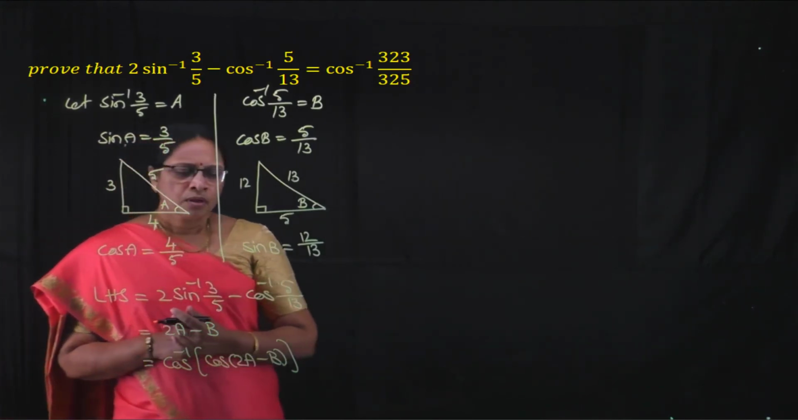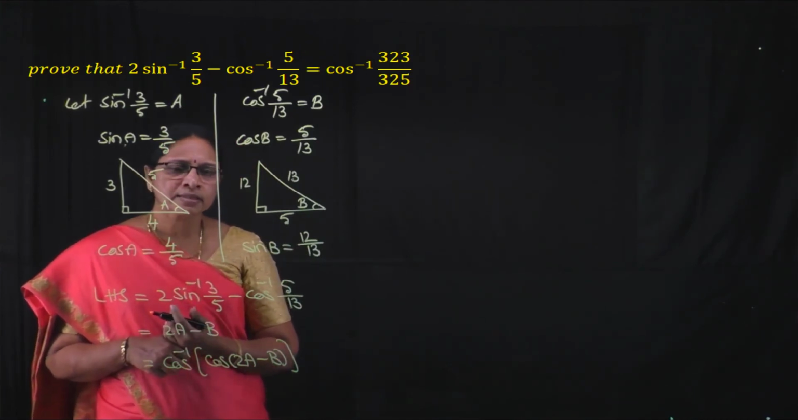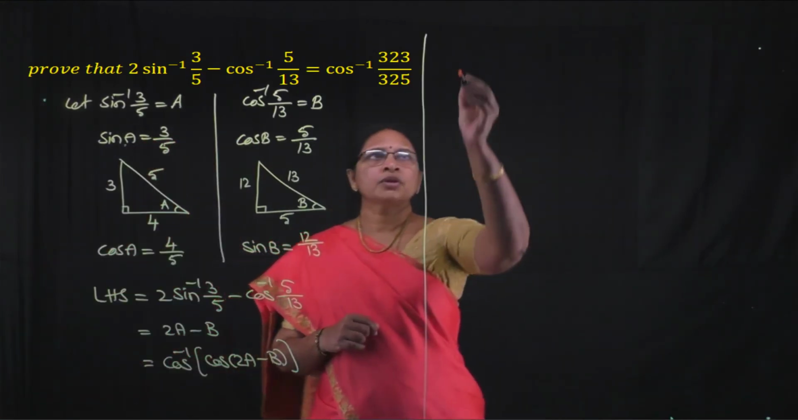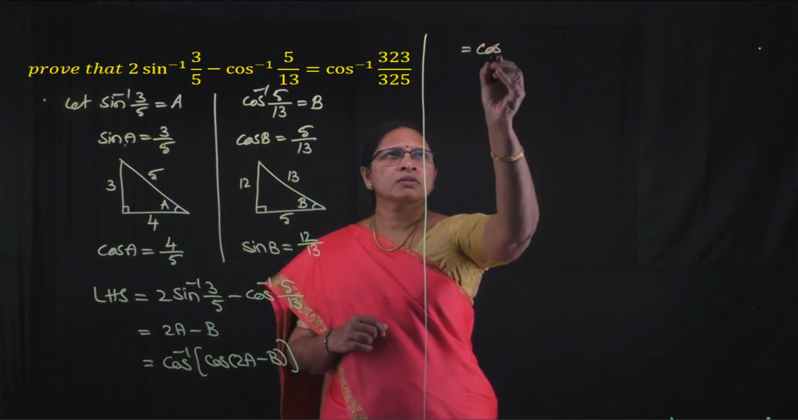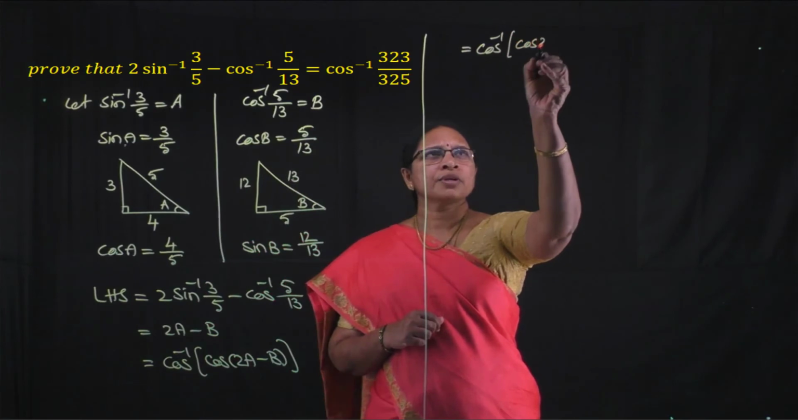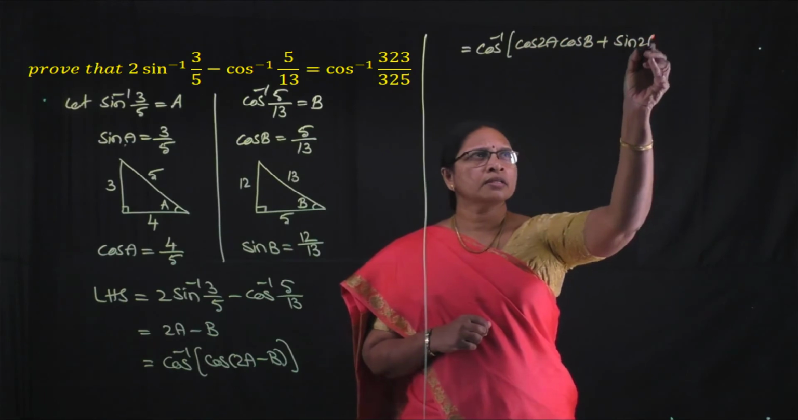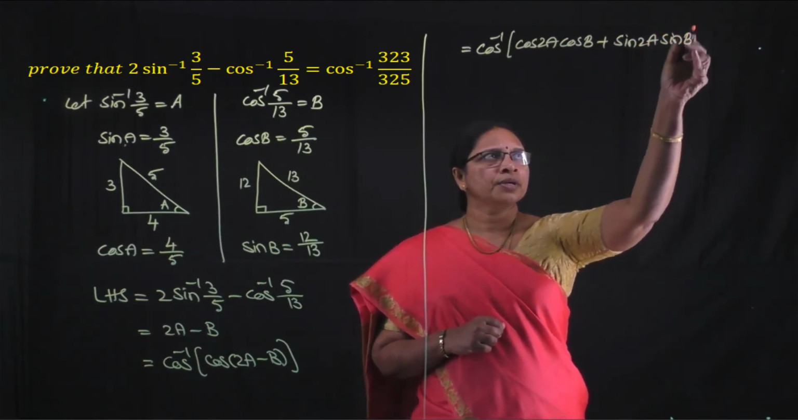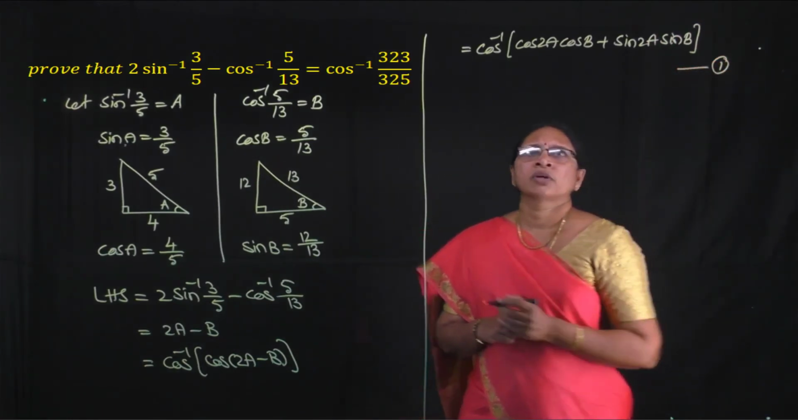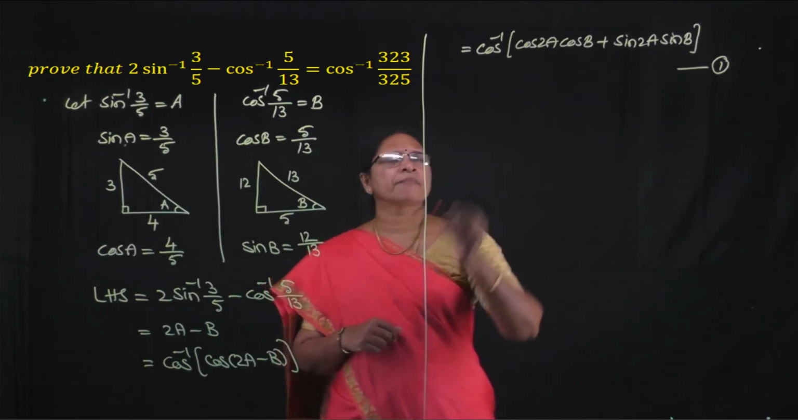We know the formula for cos A minus B is cos A cos B plus sin A sin B. Here cos inverse of cos 2A minus B is cos 2A cos B plus sin 2A sin B. Treat it as equation 1. Now we have to find the values of cos 2A and sin 2A.